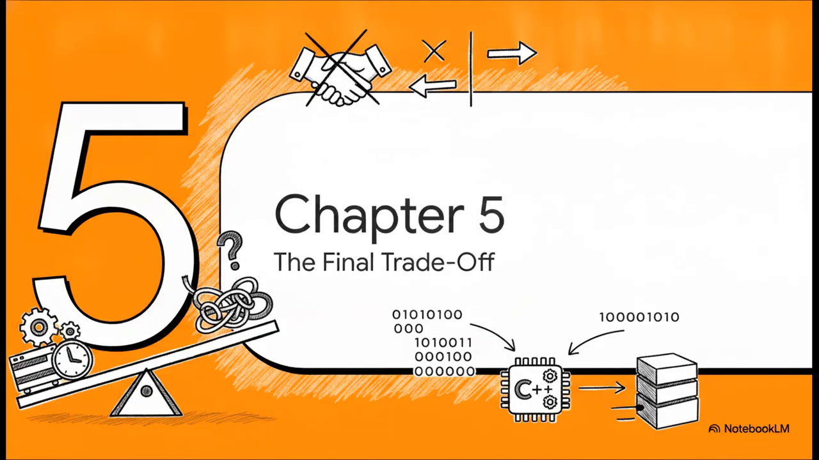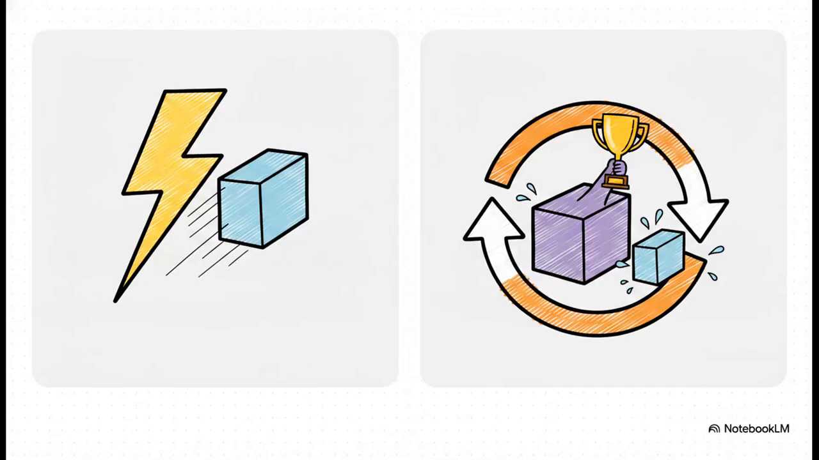But there is a catch. Chapter 5, the final trade-off. Like everything in computer science, there's no free lunch. The tail call trick is genius, but it's not a silver bullet. For a single isolated push_back, it absolutely wins. Zero stack frame overhead. But what if you put that push_back inside a loop? Well, suddenly the script flips.